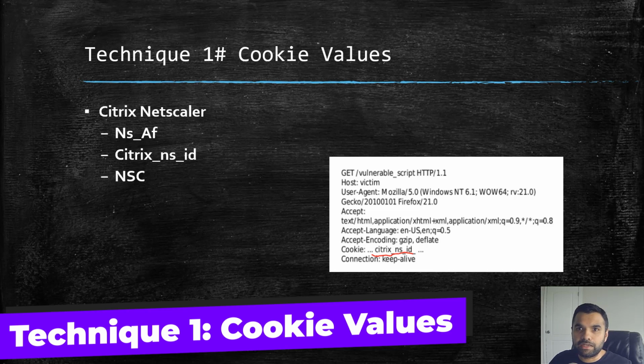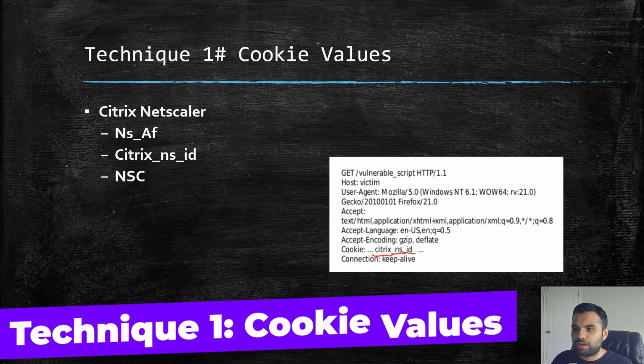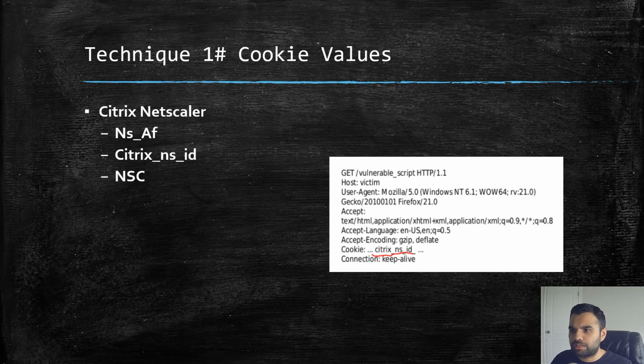Now let's start with technique number 1, which is very basic, which is identifying based on the cookie values. Cookies are very simple. You must have seen that most applications have cookies, and based on the cookie names, sometimes you are able to figure out if the WAF is there.